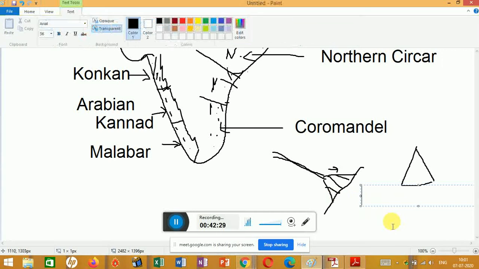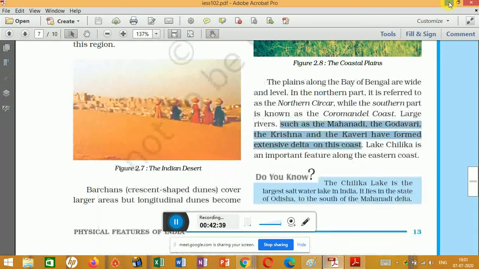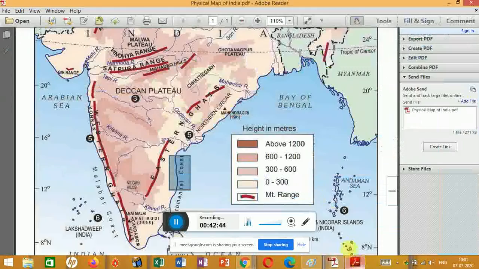So rivers along the eastern coast form deltas. And let us see the location of Chilika Lake. Chilika Lake is here. This is the biggest lake along the eastern coast, the Chilika Lake.